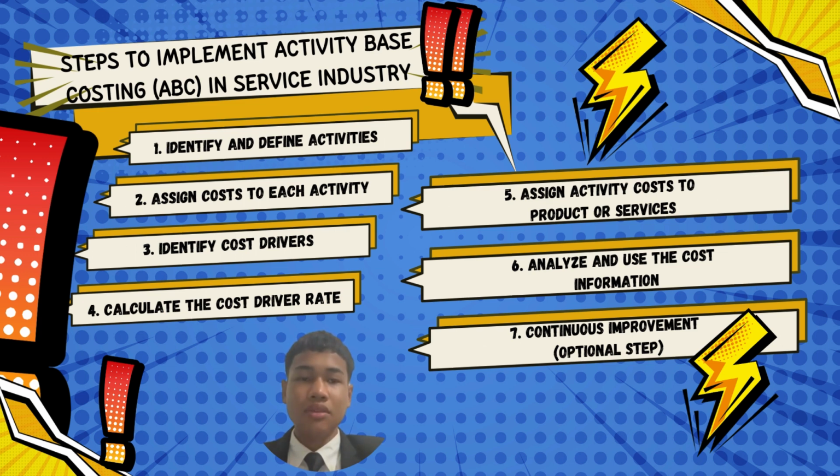These 7 steps are fully applicable to implementing activity-based costing in the service industry. The first step is identify and define activities. The first step is to list all the main activities in an organization.